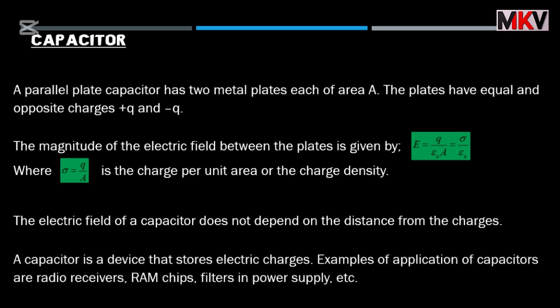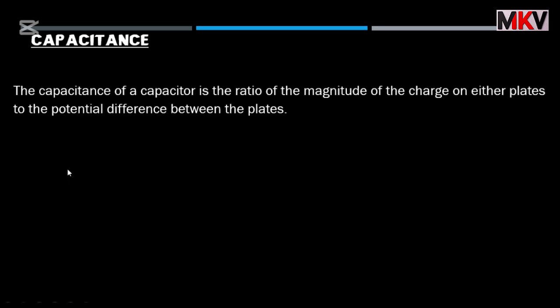Now, a capacitor is a device that stores charges. Examples of applications of capacitors are radio receivers, RAM chips, filters, in power supplies, and many more. The capacitance of a capacitor is the ratio of the magnitude of the charge on either plate to the potential difference between the plates. So the magnitude of the charge on the plates and the potential difference between the plates, having their ratio, gives the capacitance of the capacitor.